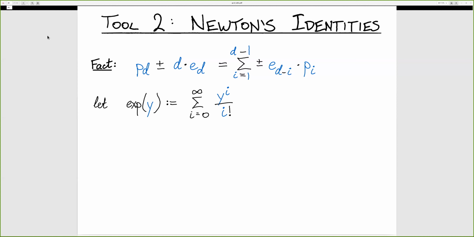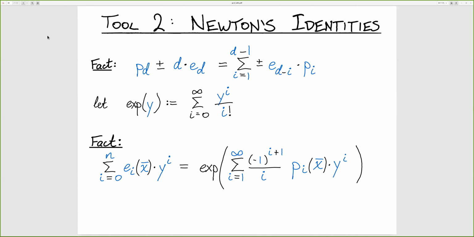I want to look at the power series of the exponential function. And it's a fact that you can go check in the privacy of your own home. Let's not do it here. If you write down the generating function of the elementary symmetric polynomials, this is equivalent to some exponential function applied to something which looks like the generating function of the power sum polynomials. So that's nice. This is a different way of representing this.